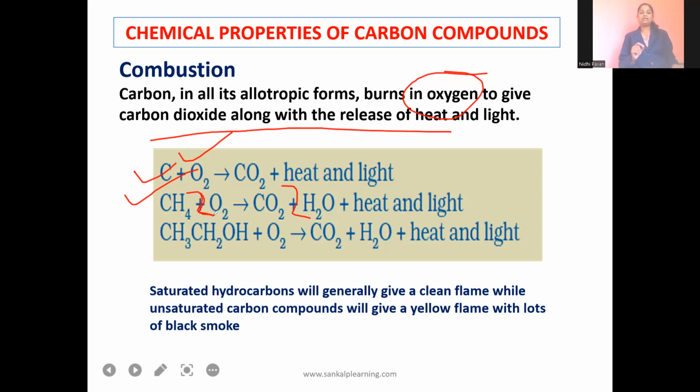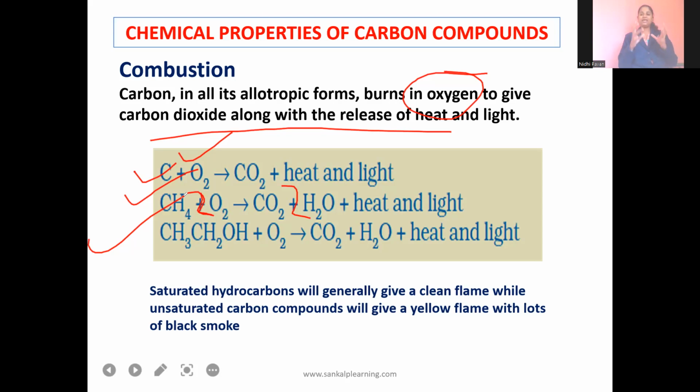Then the next one is ethanol, guys. CH3CH2OH, ethanol. When ethanol is burnt in presence of oxygen, we will get carbon dioxide, water, heat, and light. So saturated hydrocarbons like ethanol, alcohol, and all, give a clean flame. While the unsaturated hydrocarbons, like naphthalene balls or camphor, give a yellow flame with a lot of black smoke. We observed it in an activity which we visualized in the last session.